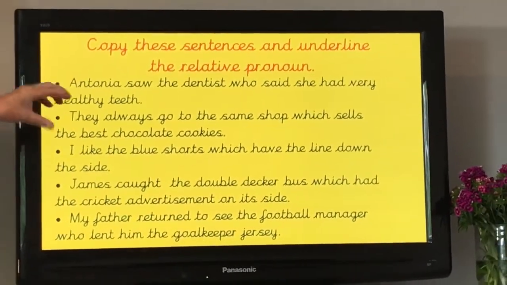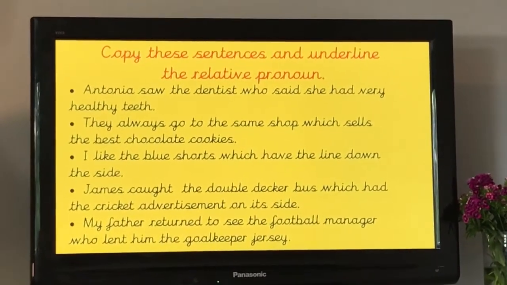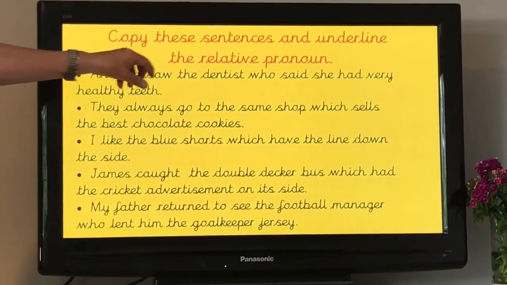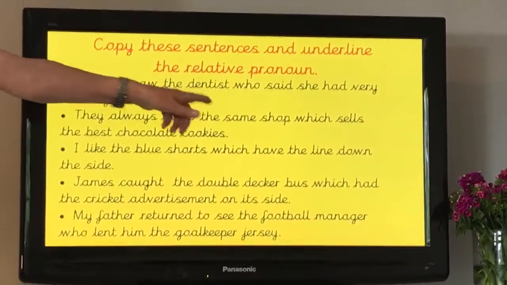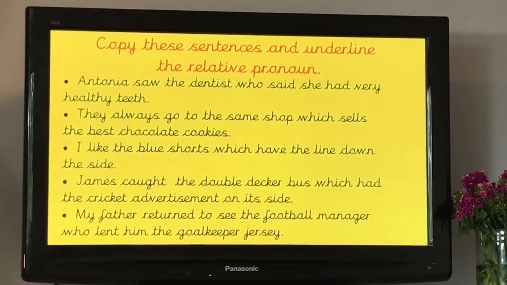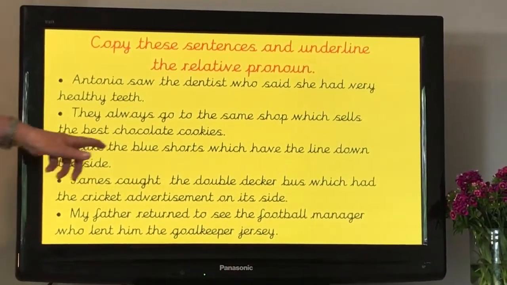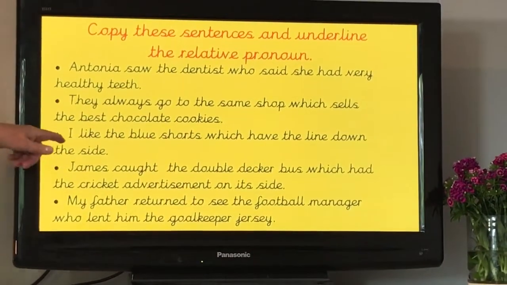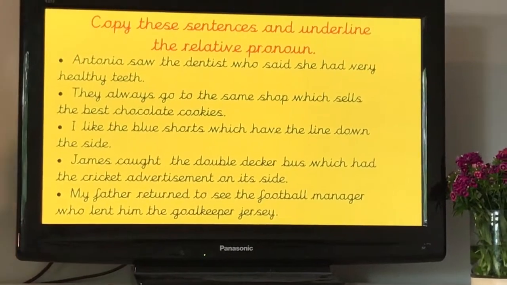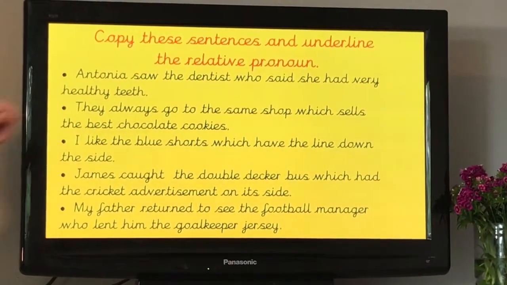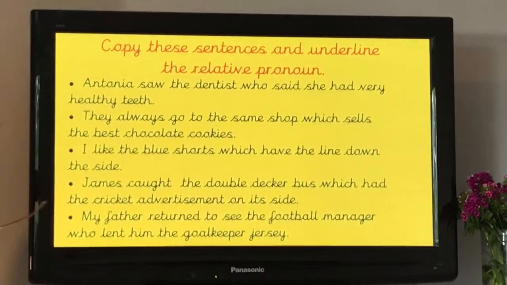All you need to do is copy the sentence and underline in a colour where you think the relative pronoun is. So Antonia saw the dentist who said she had very healthy teeth. They always go to the same shop which sells the best chocolate cookies. I like the blue shorts which have the line down the side. James caught the double-decker bus which had the cricket advertisement on its side. My father returned to see the football manager who lent him the goalkeeper jersey. So see if you can find the relative pronoun and underline it. So stop the tape and have a go.